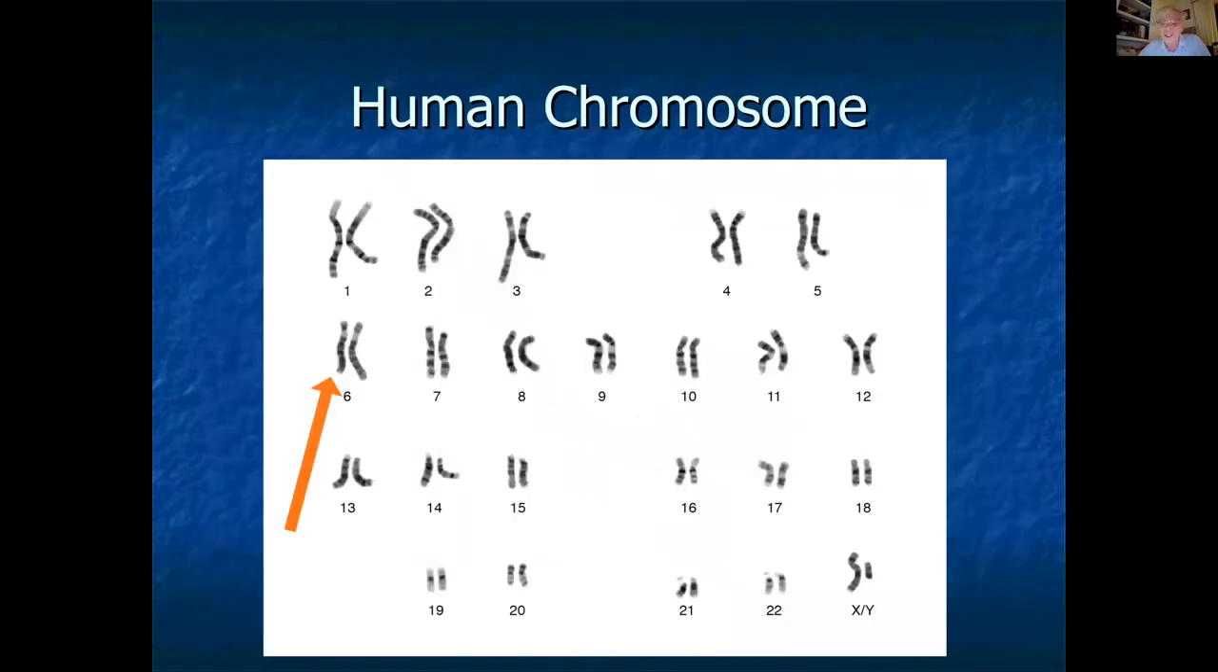So where is that mutation? The mutation is located here, on chromosome number 6. We have 23 pairs of chromosomes. You see the pairs. And here is the sexual chromosome, the X and Y, which occur depending on whether you are a male or a female.